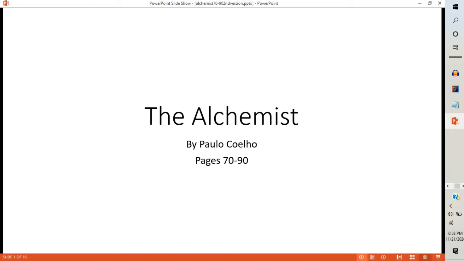We are going to continue with The Alchemist by Paulo Coelho. We left off at pages 70 through 90. We're going to be discussing that today, tonight, wherever you are. And these pages were kind of interesting. We start to delve into alchemy. The title of this book, The Alchemist, we haven't really met yet who the alchemist is.